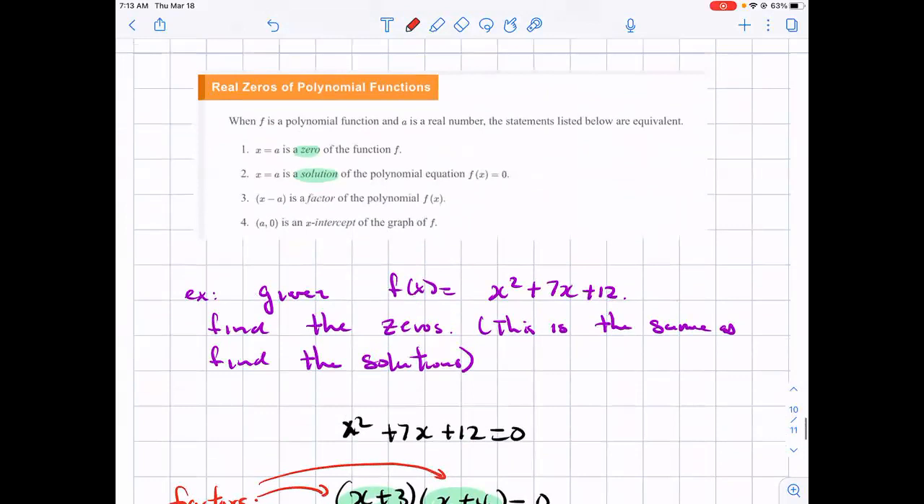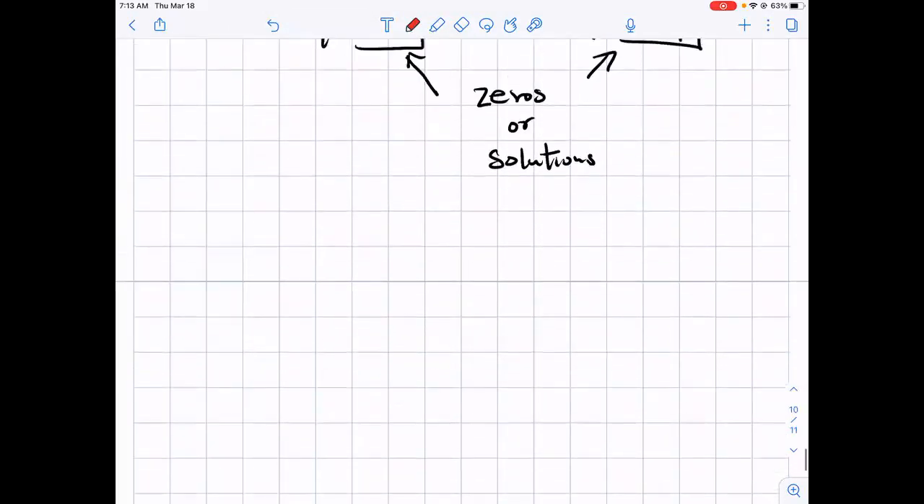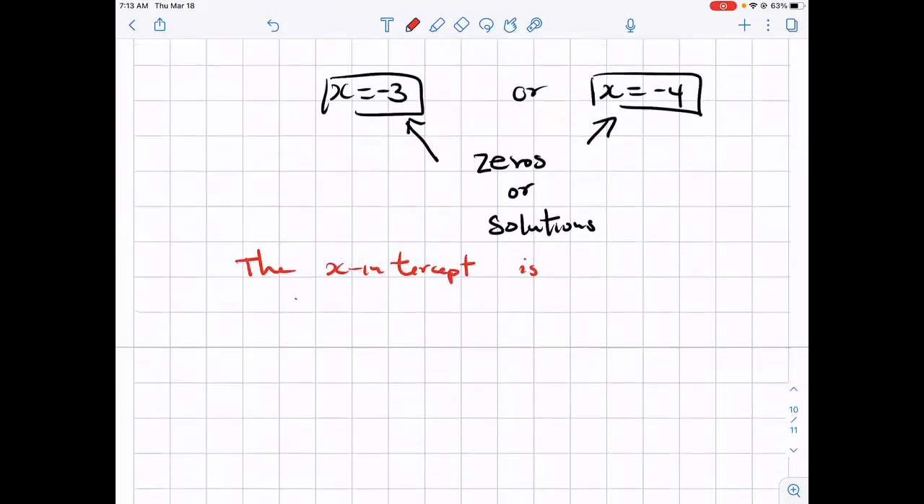Okay? From the factors, we get the zeros. Now, the x-intercepts are minus 3 comma 0 and minus 4 comma 0. Recall, for an x-intercept, let y equal 0. So we have two x-intercepts here.